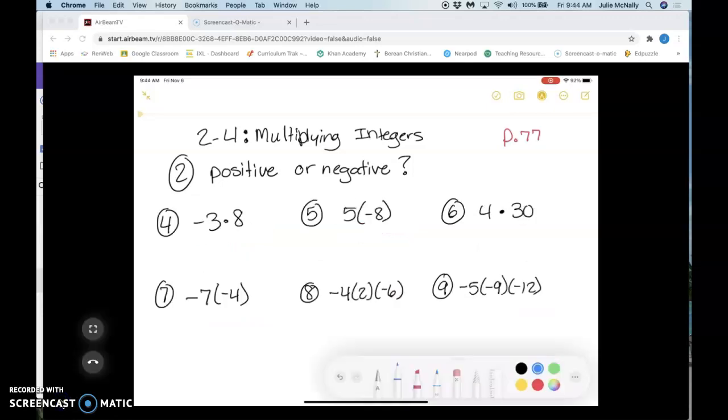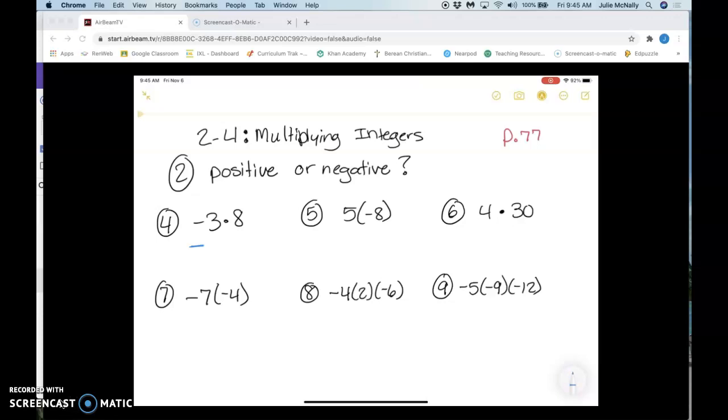All right, so the first thing we're going to do on this section is we're going to say whether the answer is positive or negative, okay? So remember, one negative is what answer? Negative answer. And 2 negatives is positive answer. Good. So number 4, negative or positive? Negative. I'm just going to write the sign for now. We'll go back and calculate later.